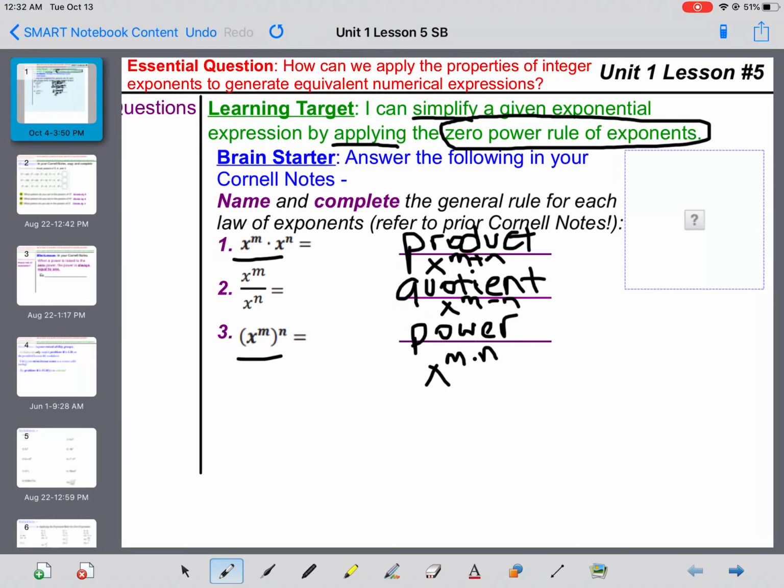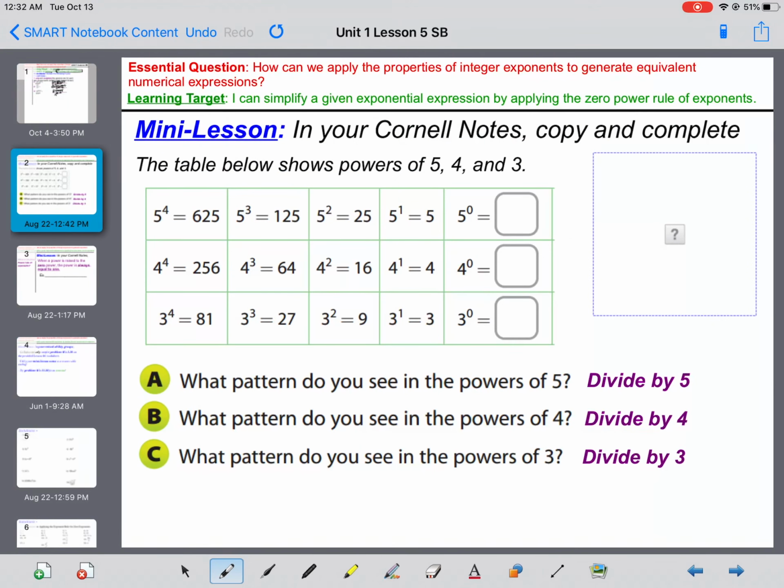All right, let's talk about the zero power rule, which means that if there's 0 as our exponent, what are we going to do about it? In this mini lesson, let's make sure we copy down this entire table. I want everyone to make sure they have this copied down. So if you need to pause the video, please do so.